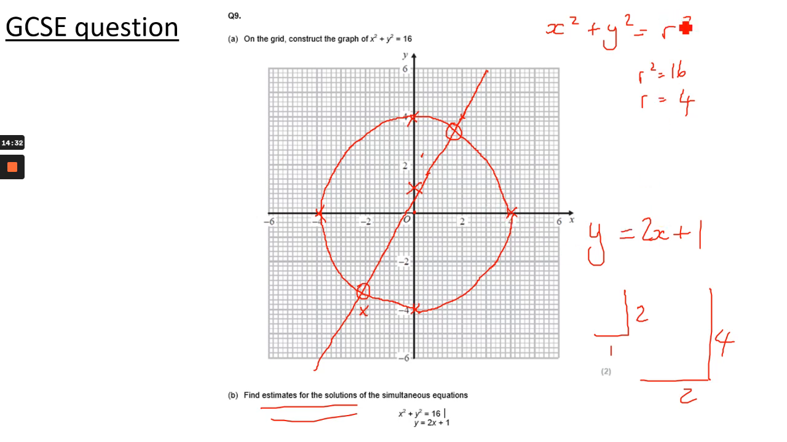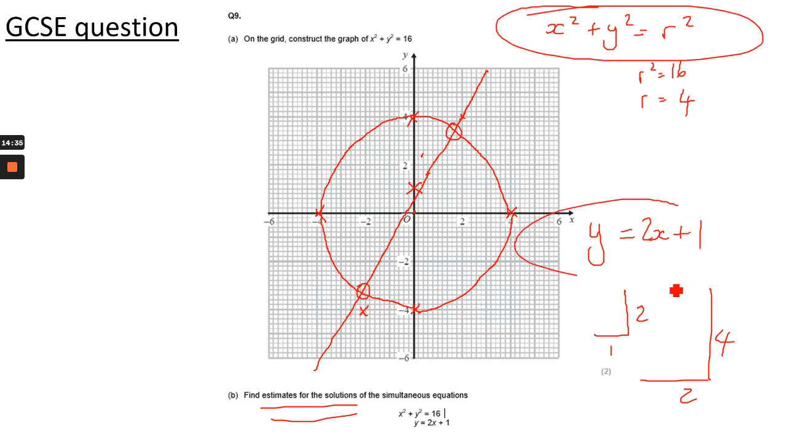Okay, so if you draw your circle out accurately and you draw the line y equals 2x plus 1 as accurately as possible, hopefully yours should be a bit neater than what I have drawn there.